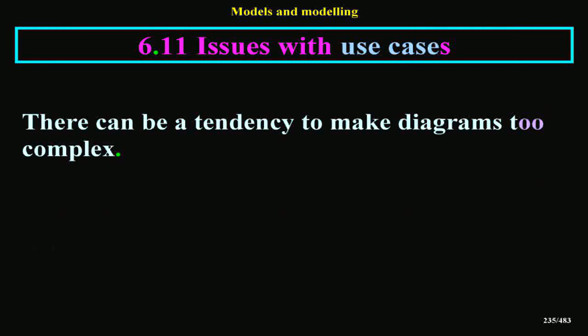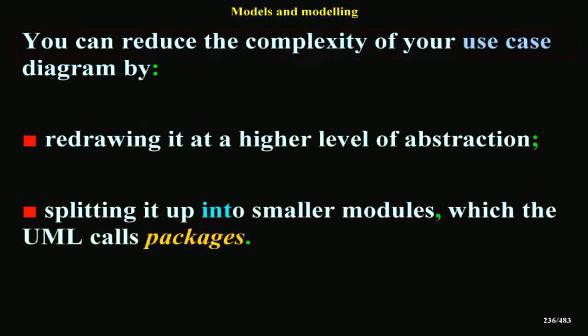6.11 Issues with use cases. There can be a tendency to make diagrams too complex. You can reduce the complexity of your use case diagram by redrawing it at a higher level of abstraction, splitting it up into smaller modules, which the UML calls packages.